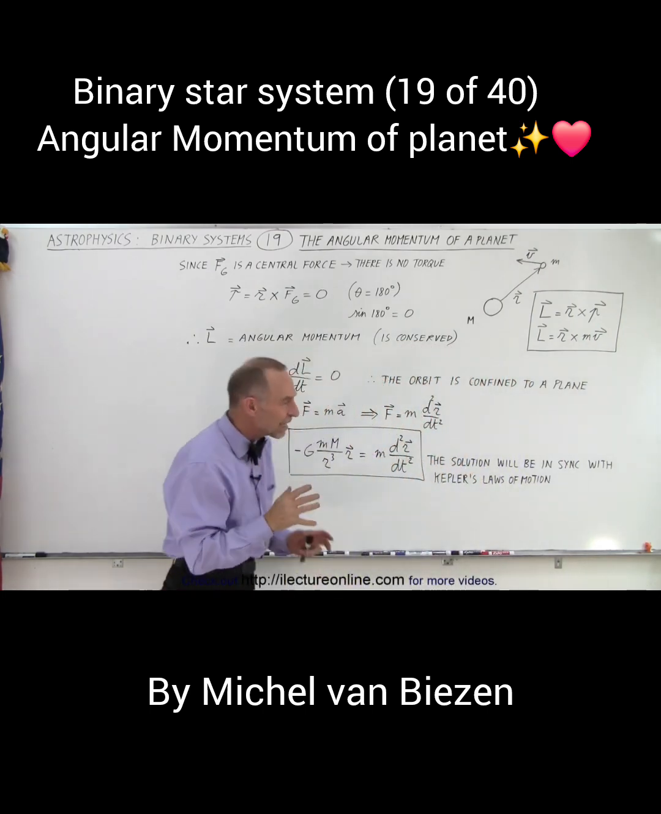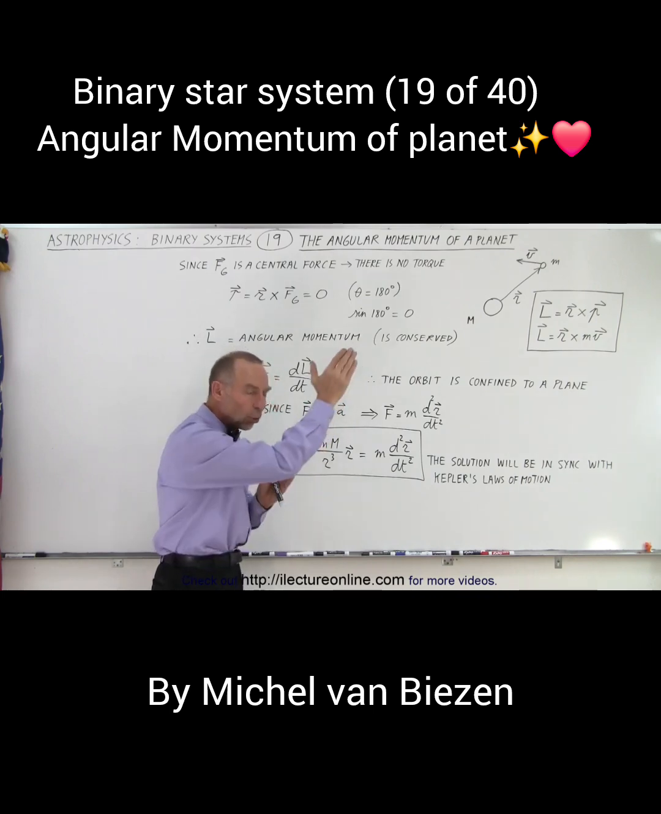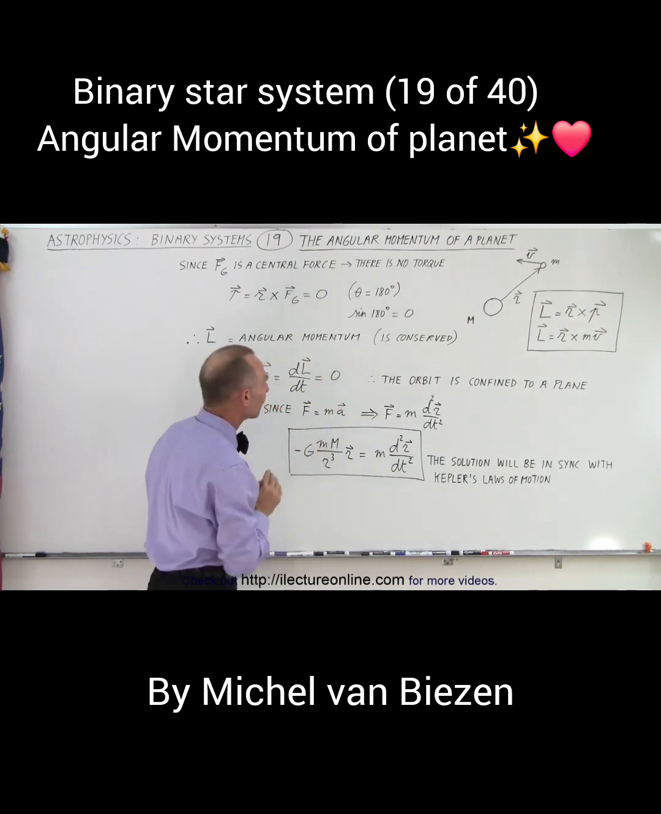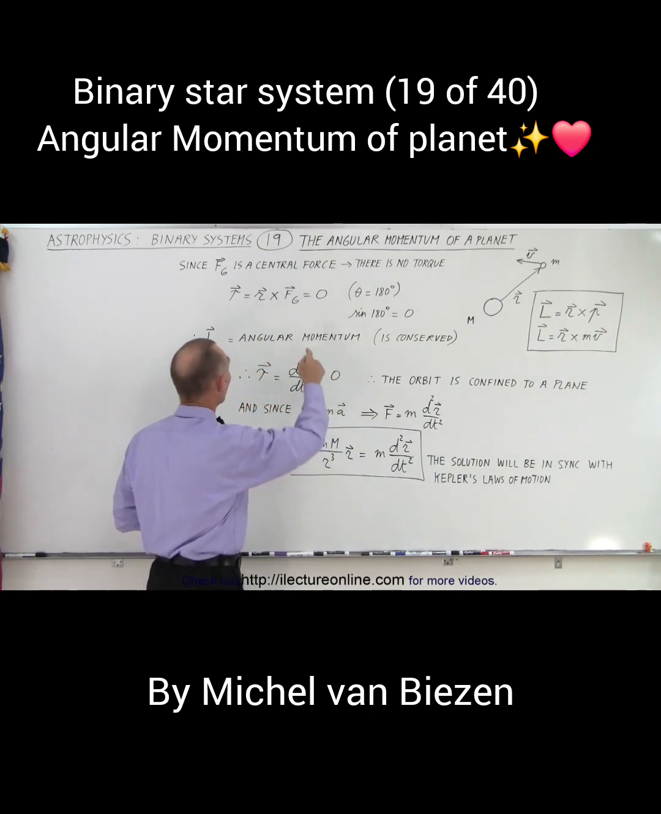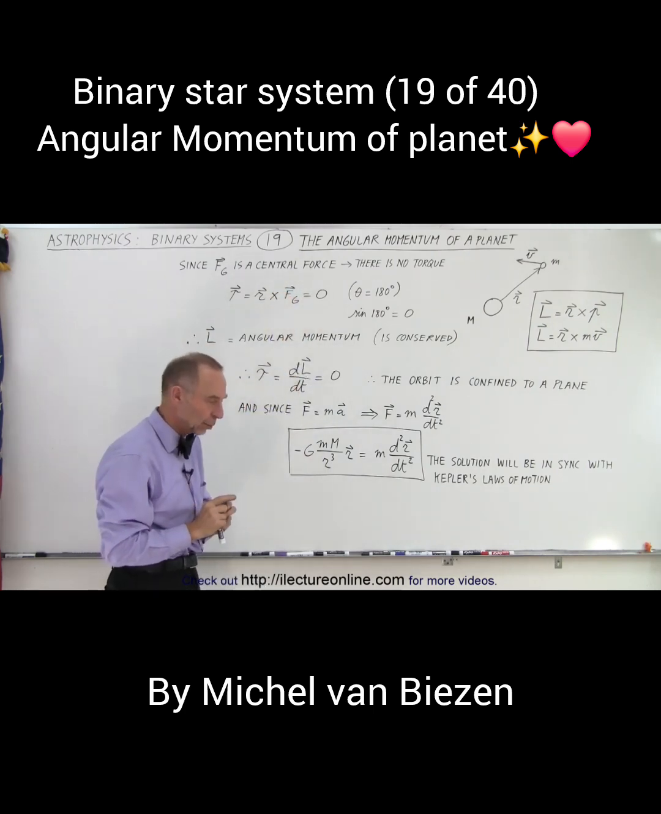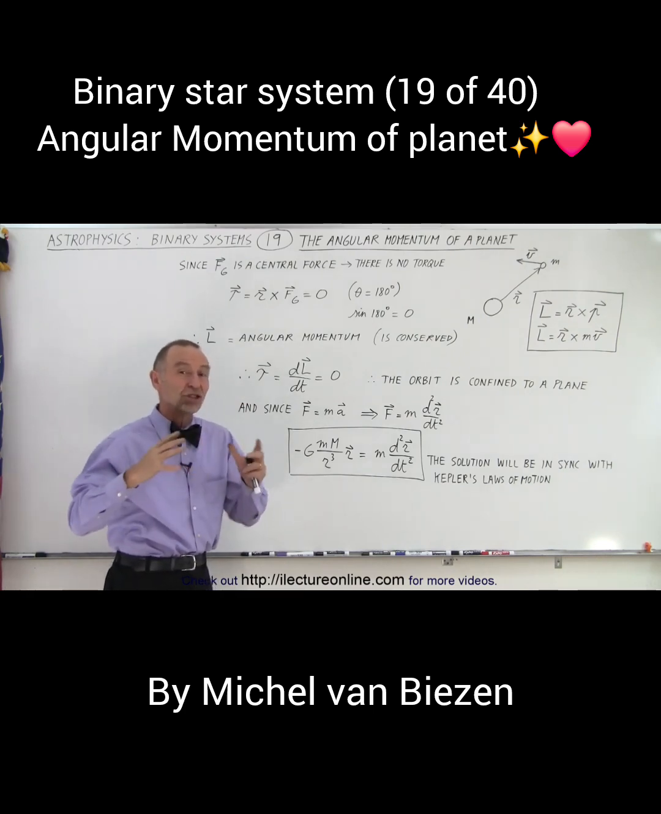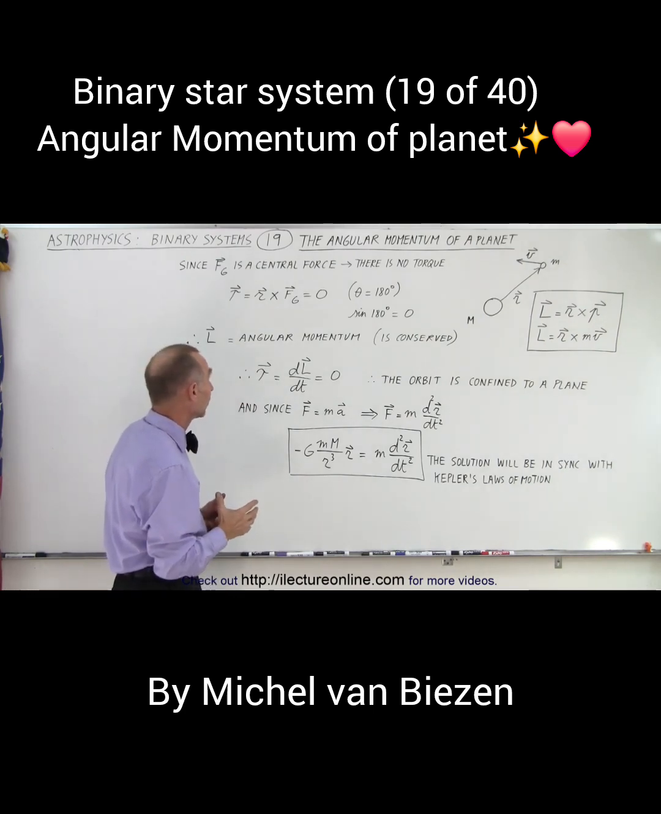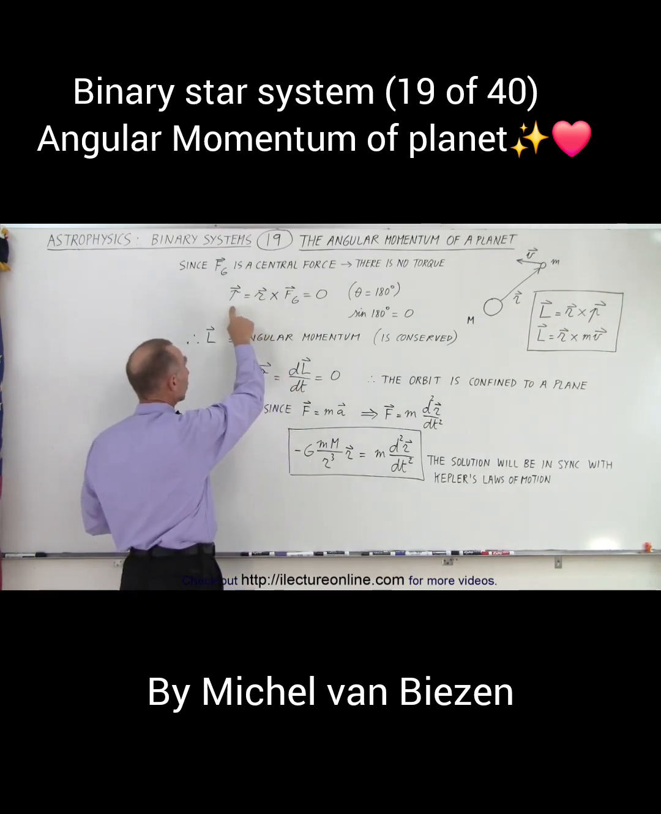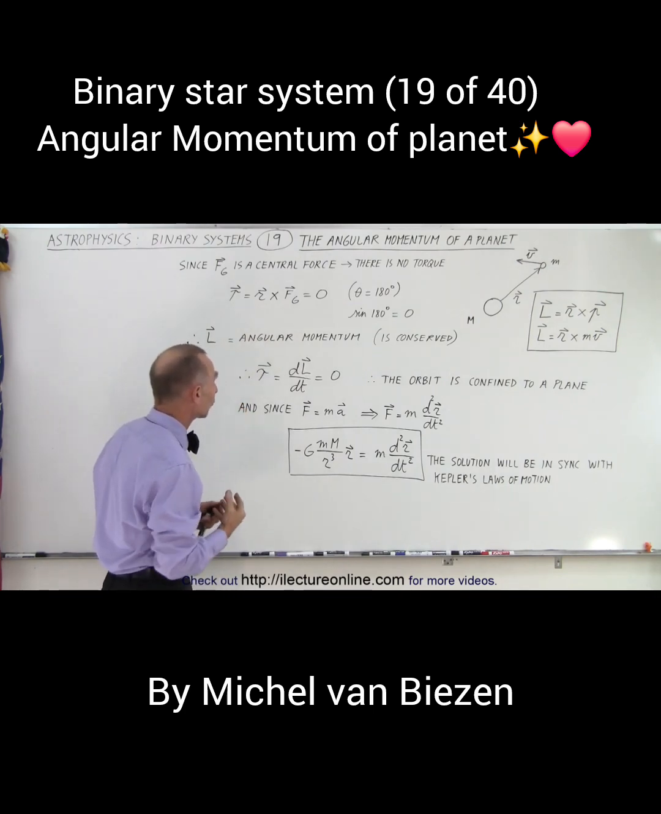Now, since the force between the planet and the Sun is always directed along the position vector, and therefore it is called a central force, there is no torque on the planet, which means that if there's no torque on the planet, there cannot be any change in the angular momentum of the planet. So we can write that the torque is equal to the cross product of the position vector and the central force, the gravitational force known as Newton's gravitational force.